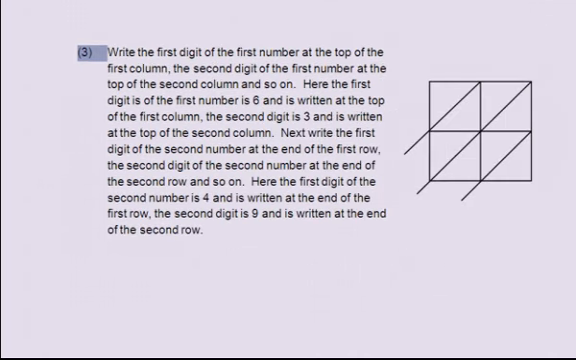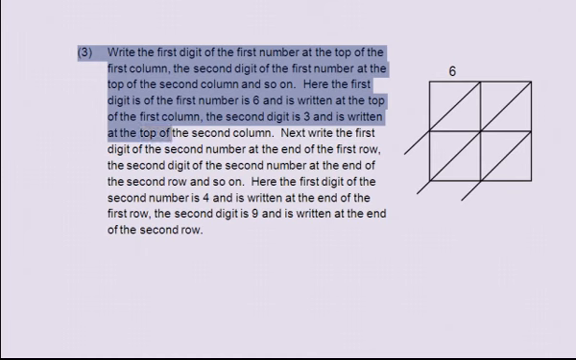Step 3. Write the first digit of the first number at the top of the first column, the second digit of the first number at the top of the second column, and so on. Here, the first digit of the first number is 6 and is written at the top of the first column. Here, the second digit is 3 and is written at the top of the second column.